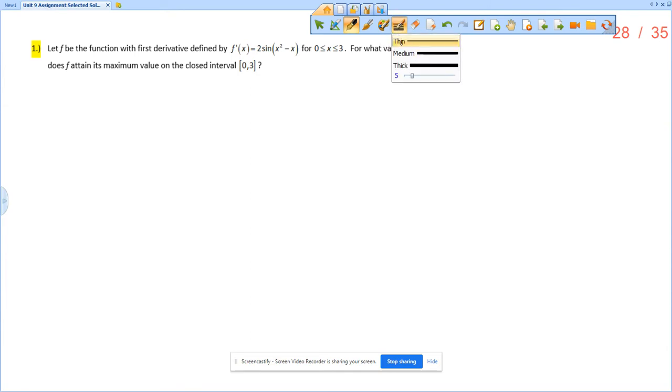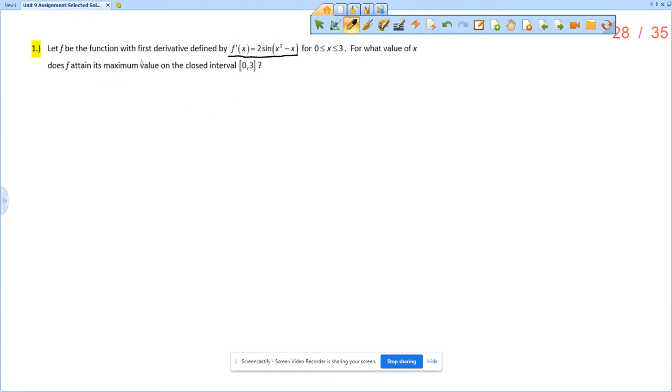All right, so let f be the function with the first derivative given by f prime of x equals 2 sine of x squared minus x for x between 0 and 3. For what value of x does f attain its maximum value on the closed interval? We're given a derivative, f prime, and we want to find the maximum.